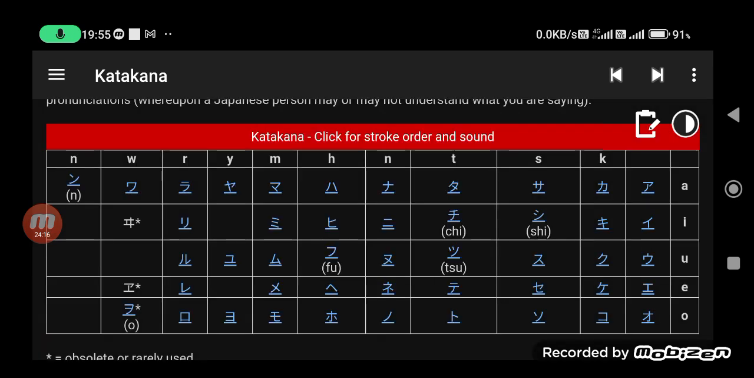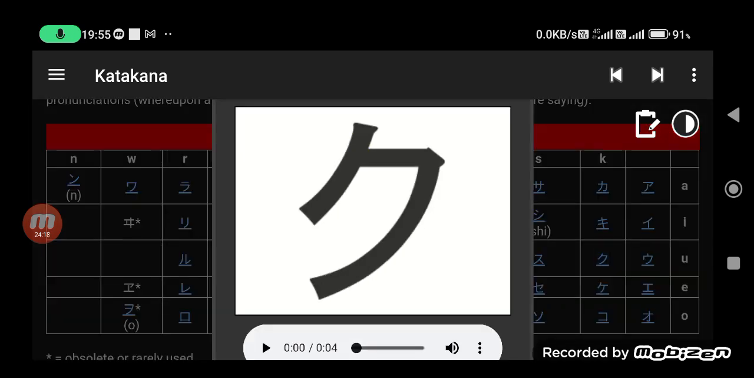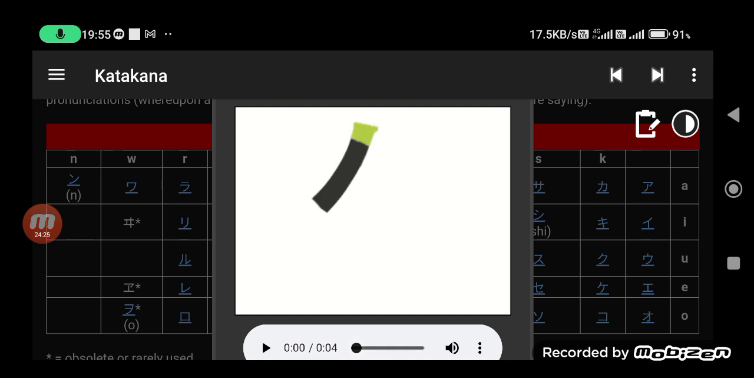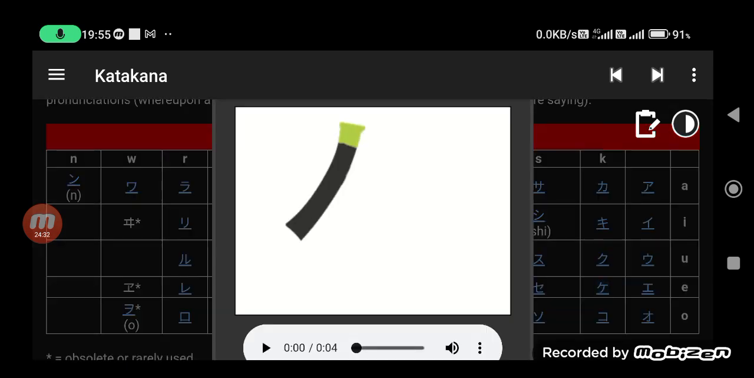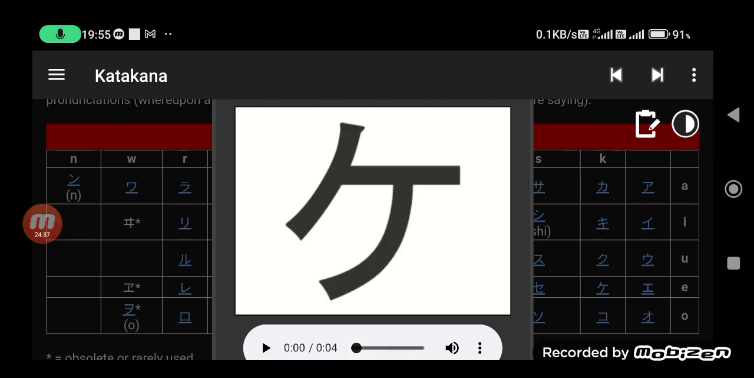Okay. Ku. Just like in Goku. Son Goku. Ku. Two strokes. Ku. Ke. As in cake, keki, cake, ke. Three strokes. You start from left to right. 1, 2, 3. Again, ke. 1, 2, 3.